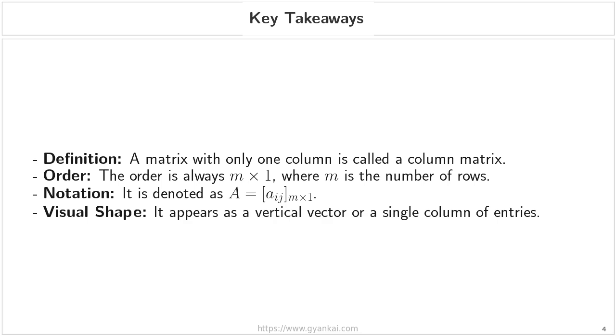Finally, regarding its visual shape, you can identify a column matrix by its appearance. It looks like a vertical vector or a single column of entries stacked on top of one another. Please keep these 4 points in mind, as they will help you avoid some of the common pitfalls we are about to discuss in the next slide.